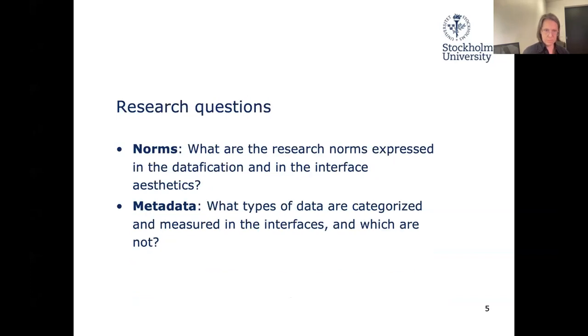In this interface study, we have therefore looked at the norms embedded in the technology, expressed in the datafication and in the interface aesthetics. We are also looking more closely at what the interfaces make possible in terms of metadata, asking what types of data are categorized and measured in the interfaces and which are not.